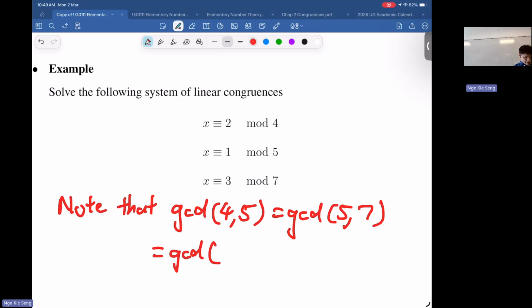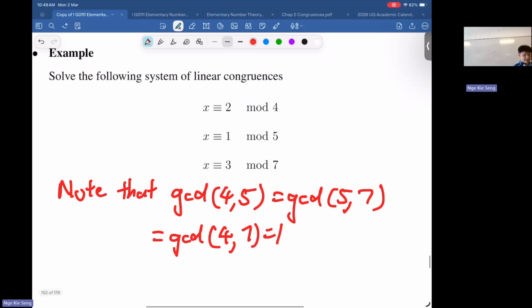Okay, so again, these linear congruences are modulo 4, 5, 7. So 4, 5, 7 are pairwise coprime. So by the Chinese remainder theorem, you have a unique solution.